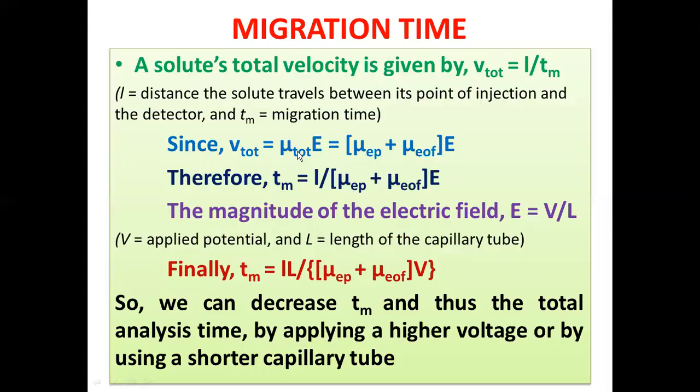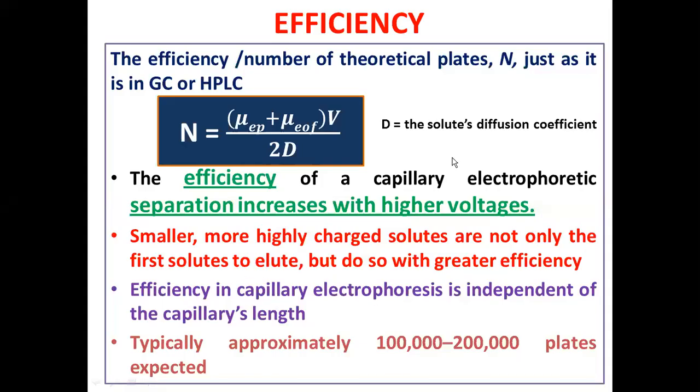And in the previous expression, I told you that if you increase the value of V, meaning the more the applied voltage, Tm will be less. And similarly, the more the applied voltage, the number of theoretical plates will be more. If the applied voltage is high, the value of N will become high, and then the efficiency of the separation will also become more. Therefore, the efficiency of a capillary electrophoretic separation increases with higher voltages.